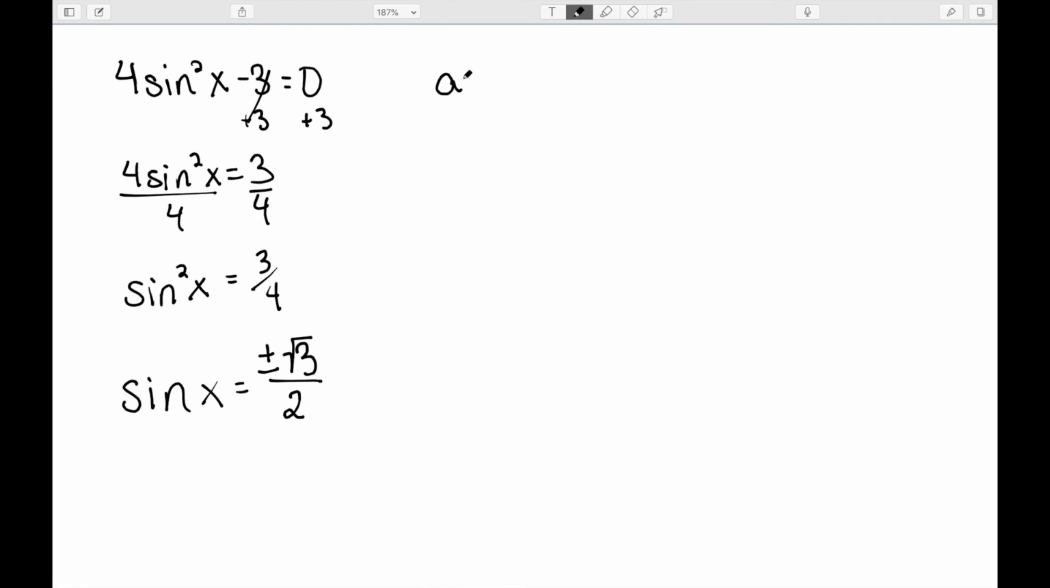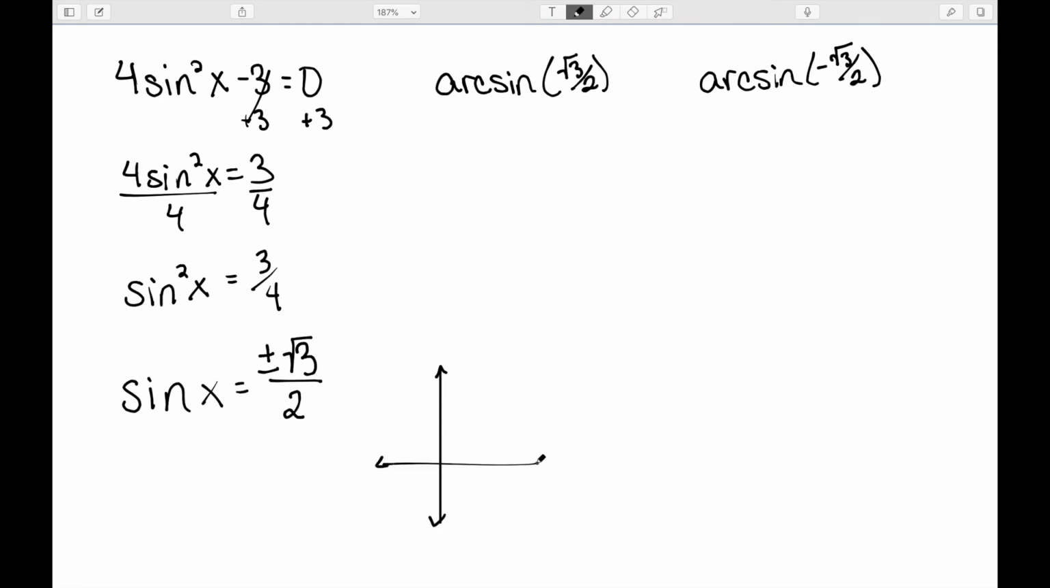So now I have two equations. I need to know where is arc sine of root 3 over 2, as well as arc sine of minus root 3 over 2. Well, once again, let's think about at least a little bit of my unit circle. Up here at pi over 3, we have the point 1/2 comma root 3 over 2. So for this first equation, we can see that x is equal to pi over 3.